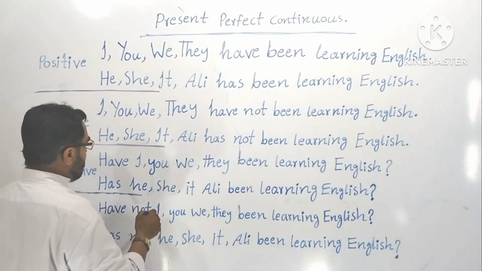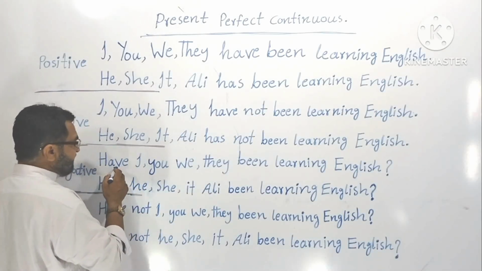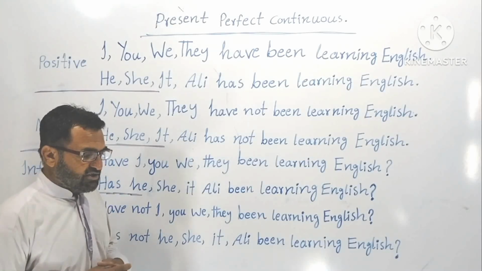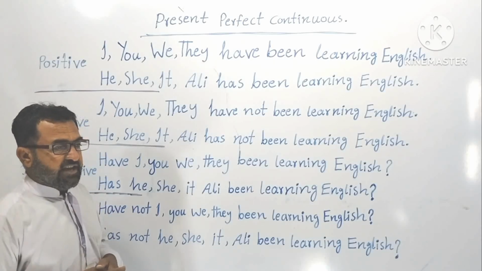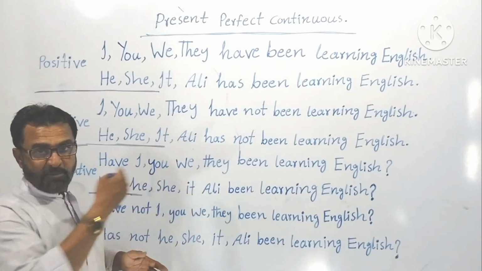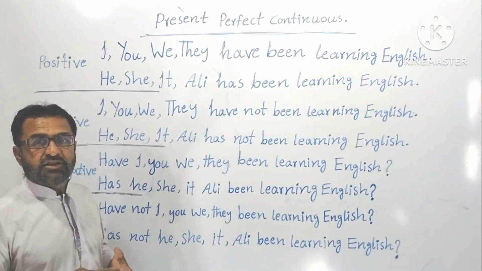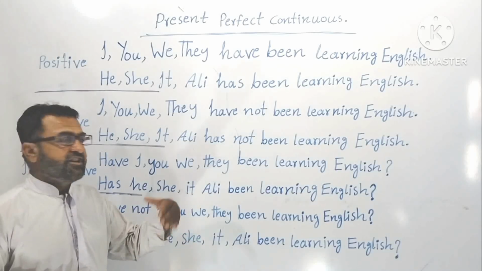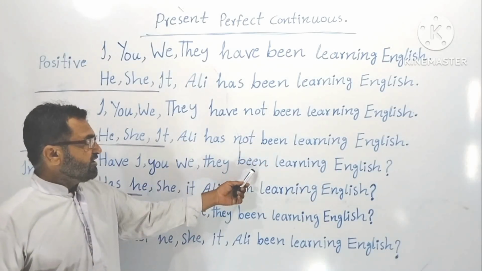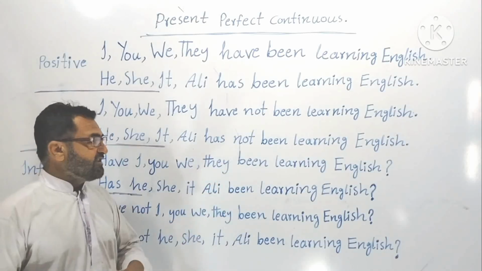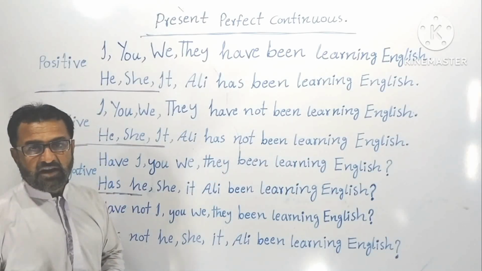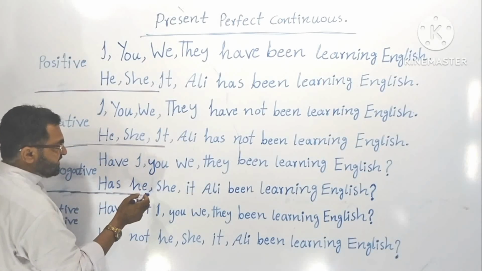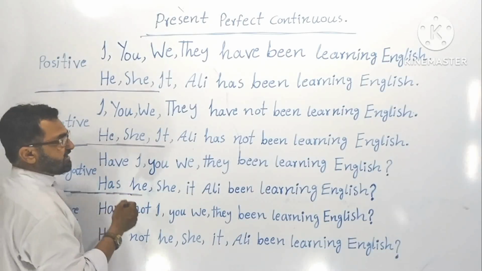Interrogative sentence. Again, here you can say have comes in the beginning. Interrogative has a very special sign: in interrogative sentences your helping verb comes at the beginning and then your subject. Then after that you can say been, then your main verb with the ing form, then your object. Understood? You see, have with I, you, like this, has with he, she. This is a sign of an interrogative sentence.